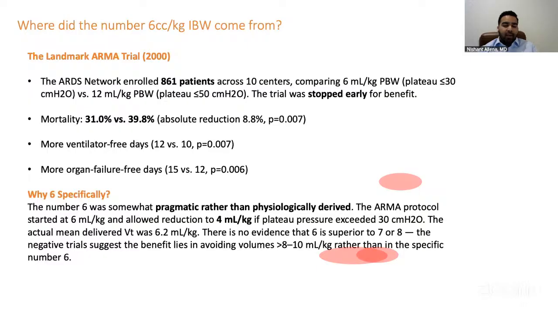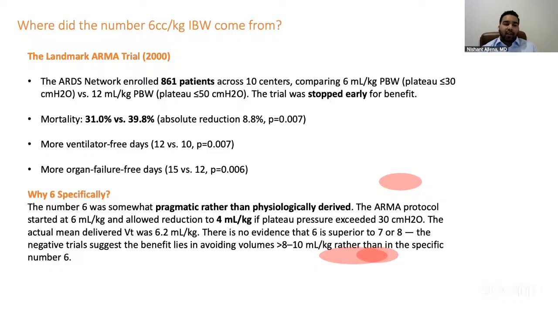And even if you look at the ARMA protocol, the mean that was used was around 6.2 ml per kg. So it's not exactly set in stone that it's 6 ml per kg. It allowed reduction all the way up to 4 ml per kg. So there's absolutely no evidence that 6 is superior to 7 or 8. But the trial suggested that tidal volumes of 8 or greater were associated with significant mortality.